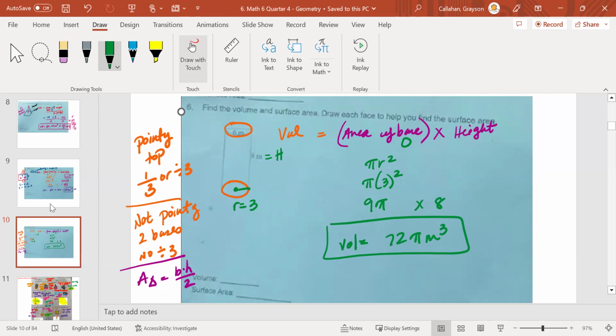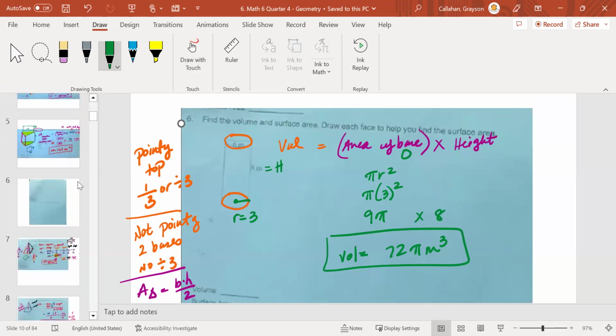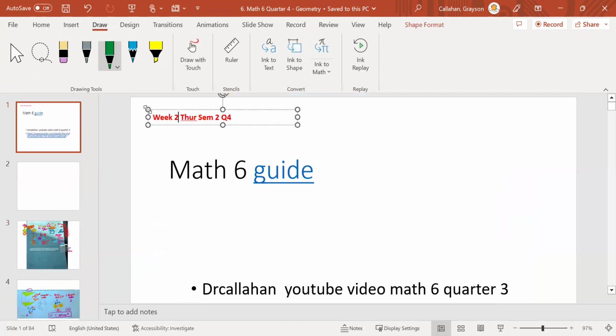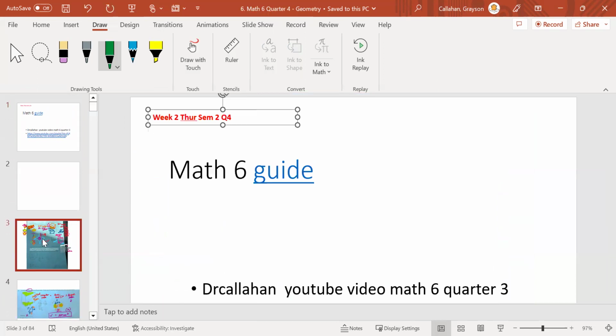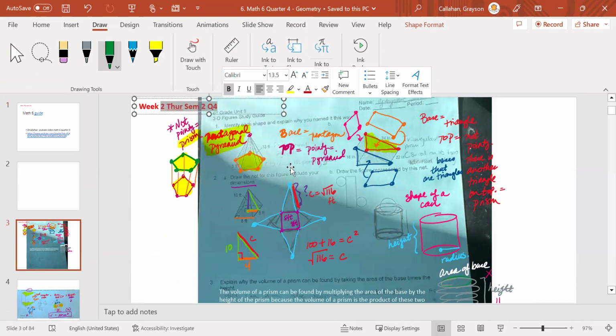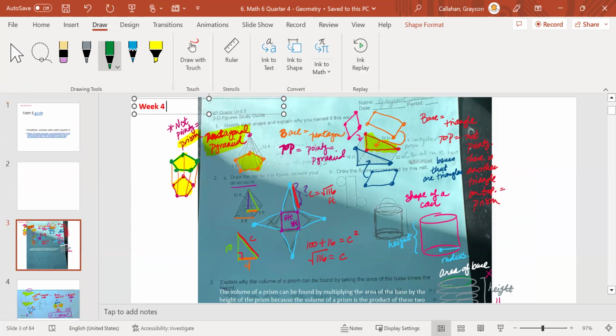And just to go back so that we know what it is that we did today: we went over the surface area and volume of 3D shapes. This is for week 4, Wednesday, quarter 4, Math 6, and its focus is on surface area and volume of 3D shapes.